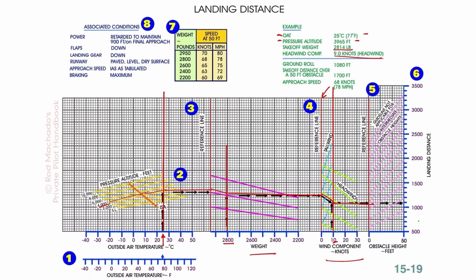Now here's the question: do I need to clear a 50-foot obstacle or do I not? If I don't need to clear a 50-foot obstacle, there's nothing that I do. I just follow that line across, and this is the amount of feet I'm going to use in terms of basically my ground roll. Okay, if I needed to clear a 50-foot obstacle, what I would do is I would parallel one of these lines, basically the pink line, and whatever that value is, which is about 1,700 feet here, that's the distance to clear a 50-foot obstacle.